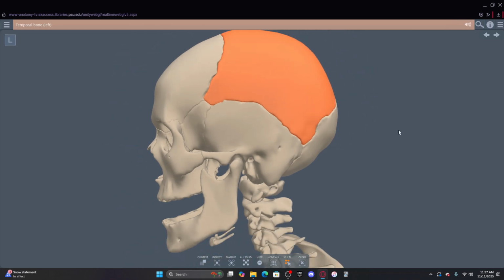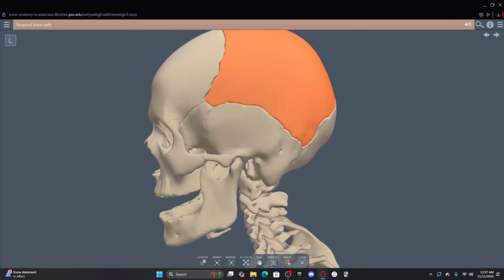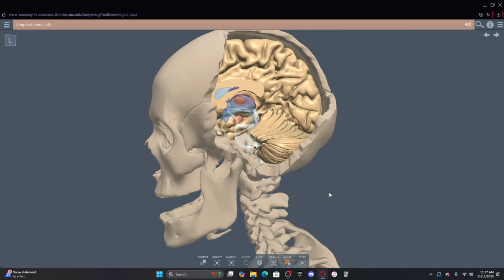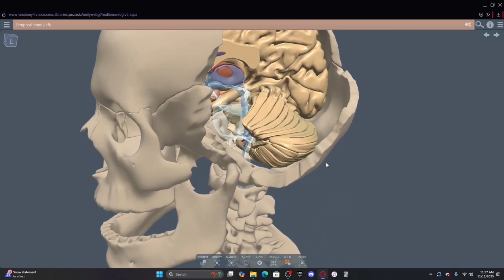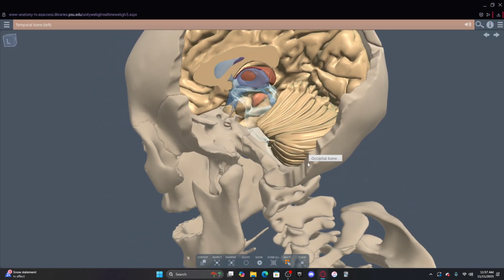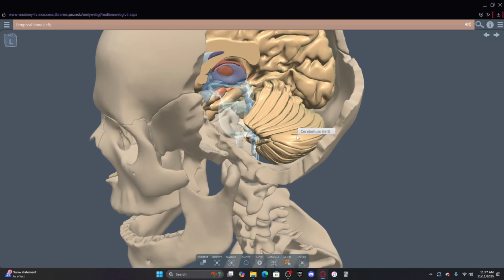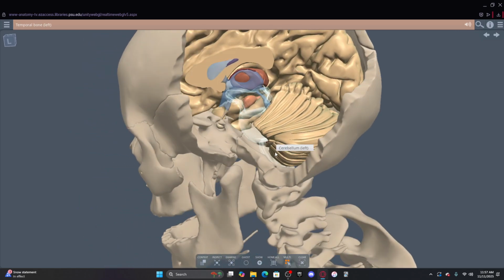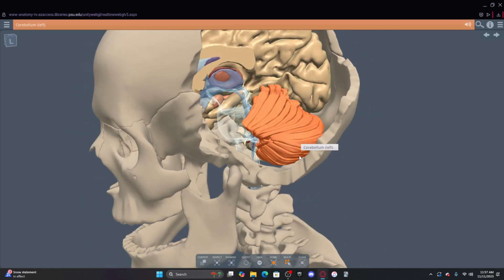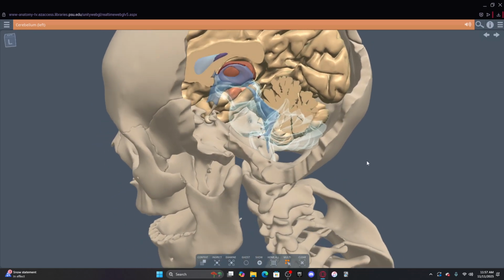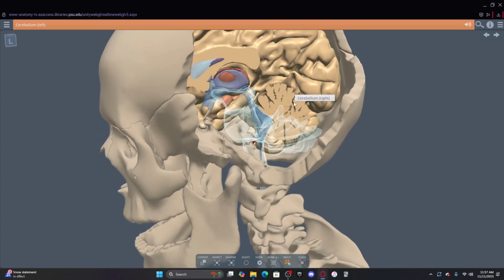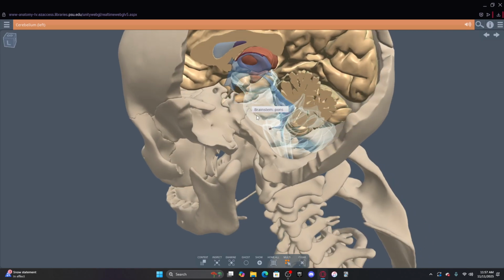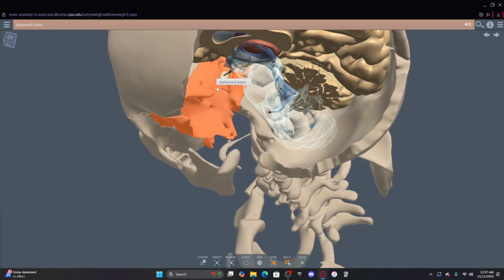Okay, so if I remove the parietal bone and the temporal bone, right now I'm seeing inside of the actual cranium. I'm seeing half of the cerebral hemisphere. This is the cerebellum, resting in the inferior aspect of the occipital lobe. If I remove the cerebellum, I'm seeing the other half, the right half of the cerebellum. And I also wanted to show you the sphenoid. This is the sphenoid bone.